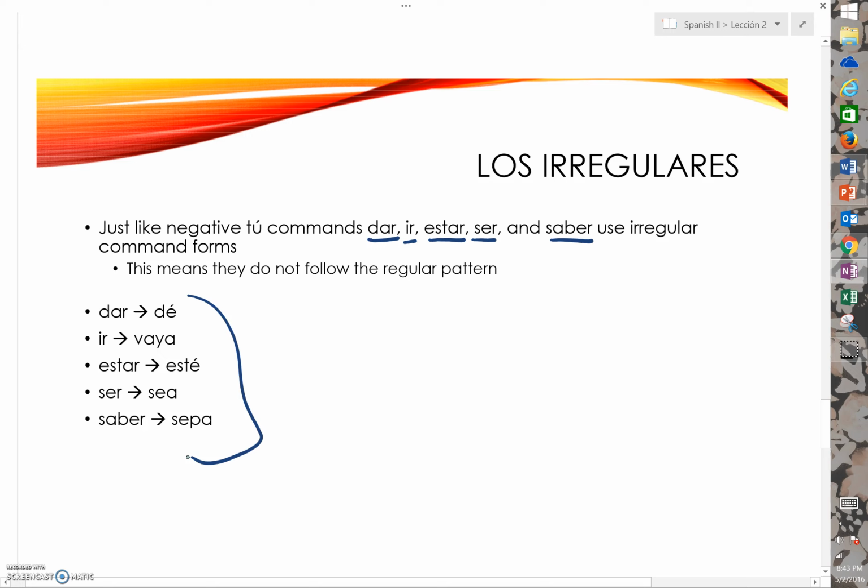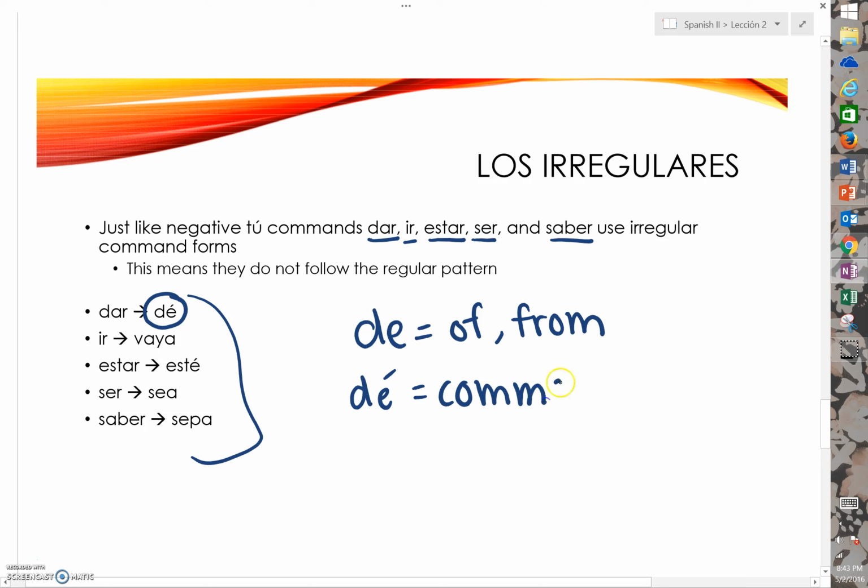Did you notice that these forms are essentially the negative tú form, but without the s at the end? The only difference is there's an accent on dé. Think about it. If there's no accent on de, it means of or from. By adding the accent, now it's a command. So it's super important that we have the accent on our dé. So dar becomes dé, ir goes to vaya, estar, esté, ser, sea, saber, sepa. Again, essentially these are the same as our negative tú command irregulars without the s. We also have to remember accents on dé and esté.